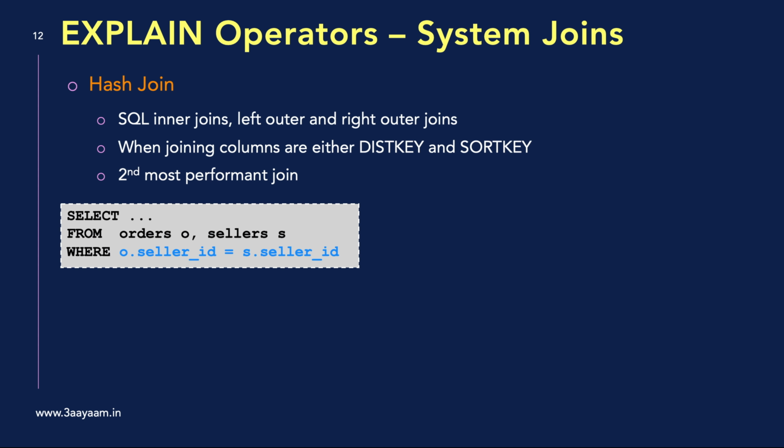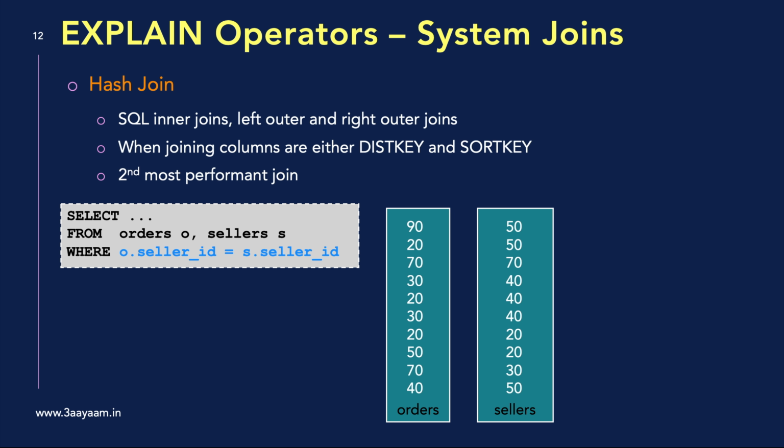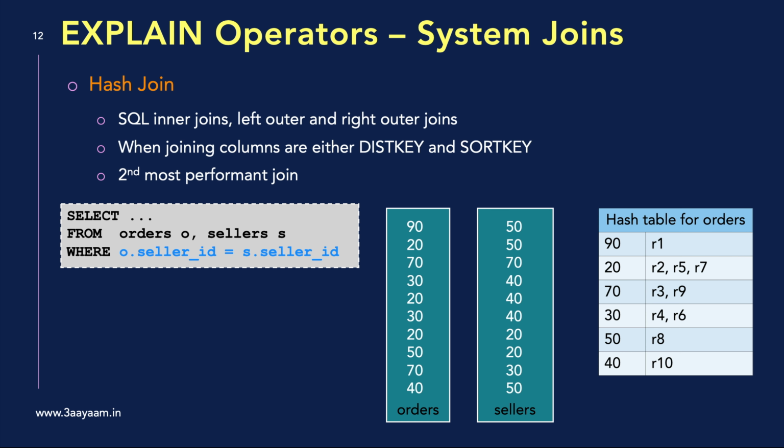Now seller ID is either dist key or sort key, and it can be neither also. So seller ID might not be distribution key or sort key also. But this is the orders table and this is the sellers table. So what will happen is that it will create a hash table for orders. Now this hash table will be in memory. So what is this hash table?